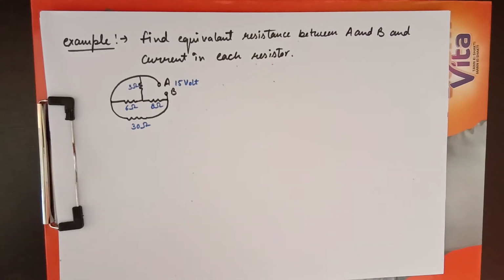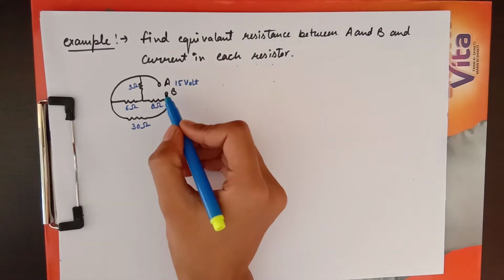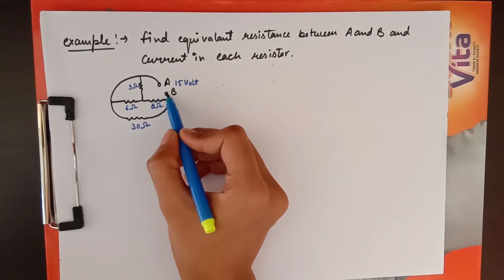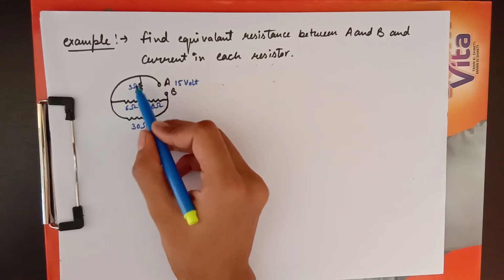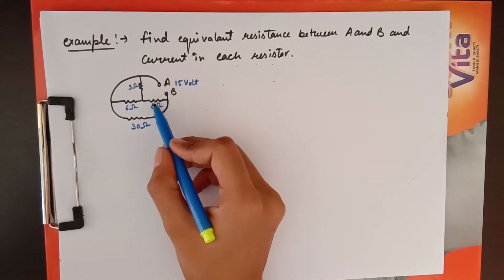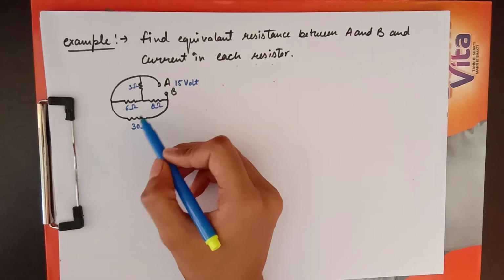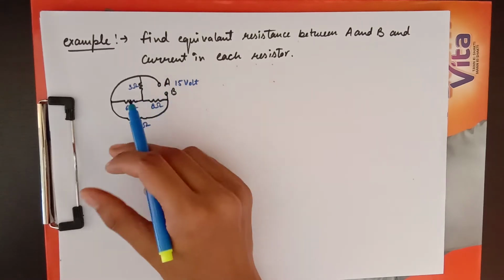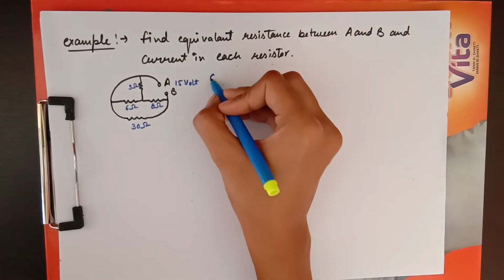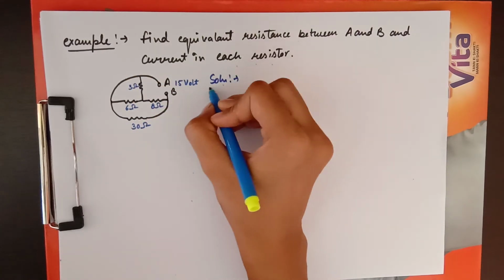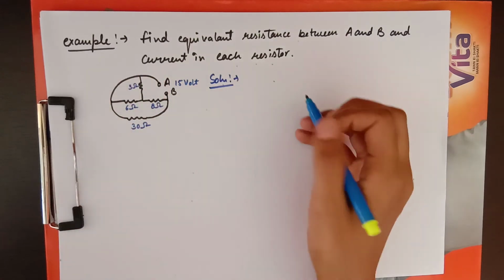So the question is, find equivalent resistance between A and B and current in each resistor. Here you can see this is the point A and this is the point B, and 15 volt is supplied in this circuit, and these resistors are connected in some combination. We need to find the relation of the combination between these resistors. So first we will simplify this circuit.